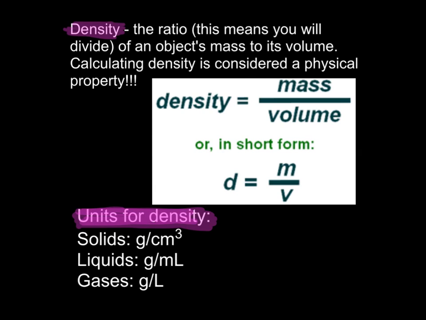Okay, so what is density? By definition, with your vocabulary, density is the ratio of an object's mass to its volume. So what exactly does that mean? Well, the term ratio literally means a division problem. So when we are thinking in terms of a ratio, we need to divide an object's mass by its volume.